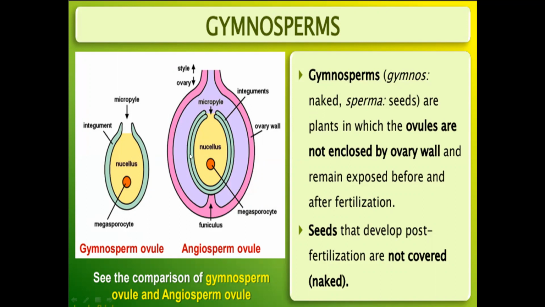Till here it is there, till the integuments. This is only the integuments. The outside part is not covered. So that's why the seeds which are produced are naked. No fruits will be there. Only seeds will be there, and the seeds are in the cones.